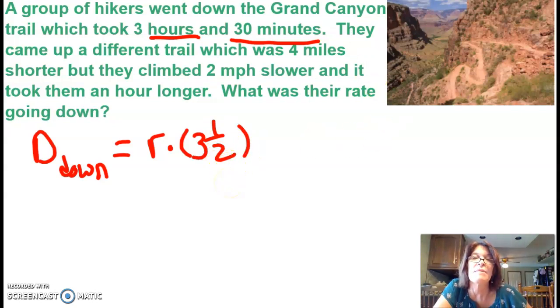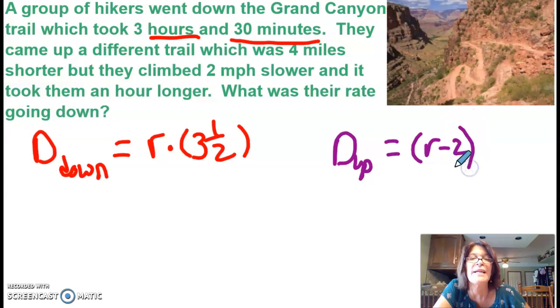My distance going up looks like, I don't know how fast I was going either, but I do know it was 2 miles per hour slower. So if I was going 6 miles per hour going down, I was going 4 miles per hour going up. Whatever it was going down, I'm 2 miles per hour slower, so I'm going to have the rate be r minus 2. The time was an hour longer. Well, I already knew the time was 3.5 to go down, so I guess it was 4.5 to go up.